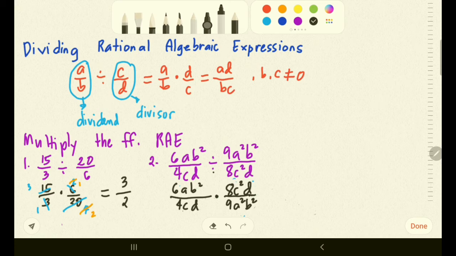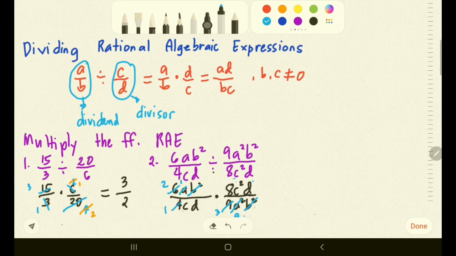And now you will do the cancellation. For 6 and 9, the common factor is 3. 6 divided by 3 is 2, and 9 divided by 3 is 3. Then for a and a squared, their GCMF is a. A divided by a is 1, and a squared divided by a is a. And then b squared, you have also denominator b squared, meaning they will be cancelled out, and their quotient is 1.